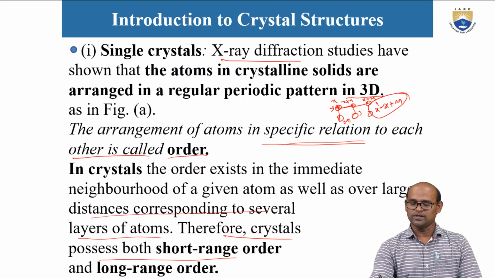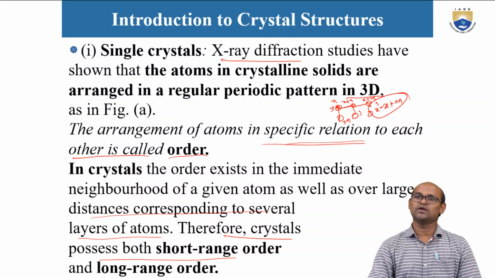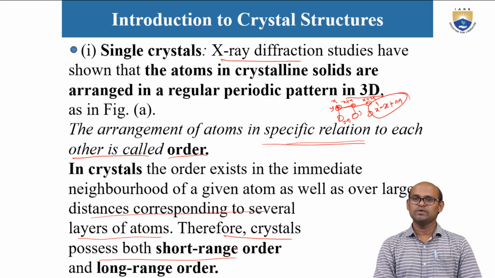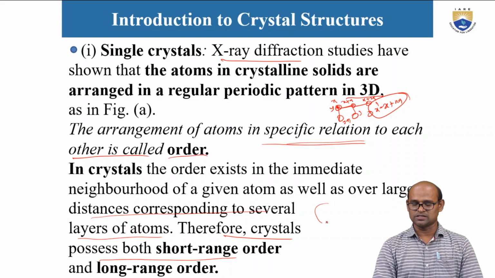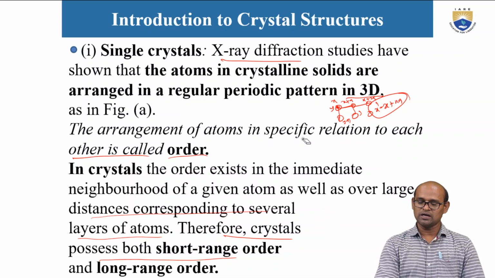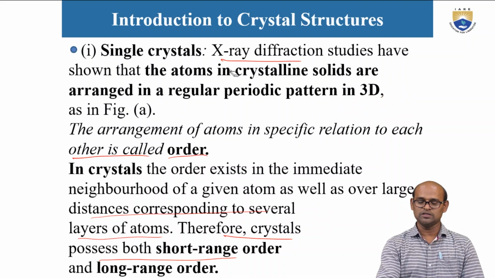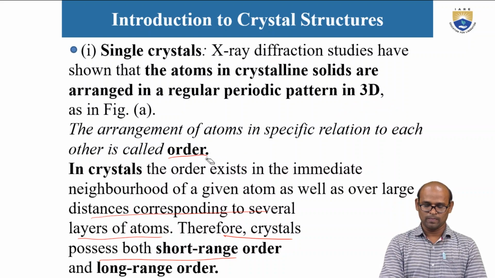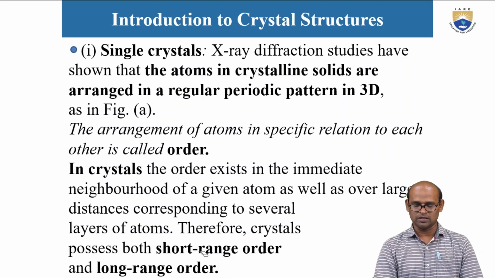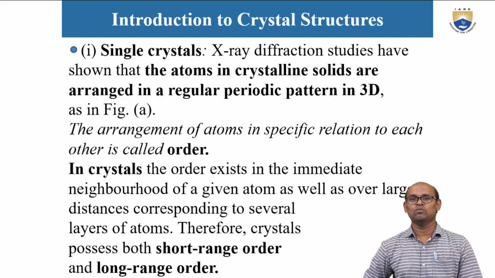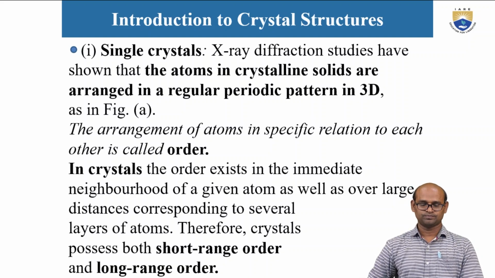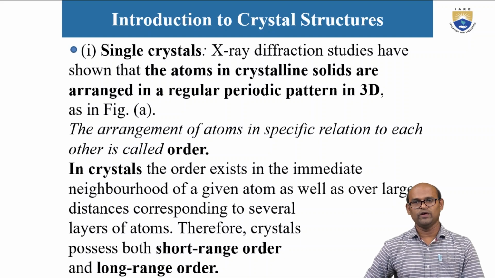Long range order means this specific relation between atoms you can define over long distances, up to the size of the material. Short range order means you can define this relation only for smaller distances. The arrangement of atoms is there, order is there, only for shorter distances. So crystals are going to have both short range order and long range order. So we have defined order, long range order and short range order.